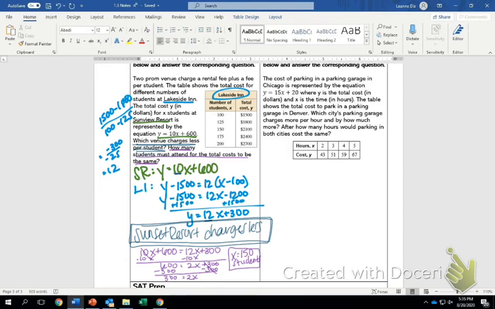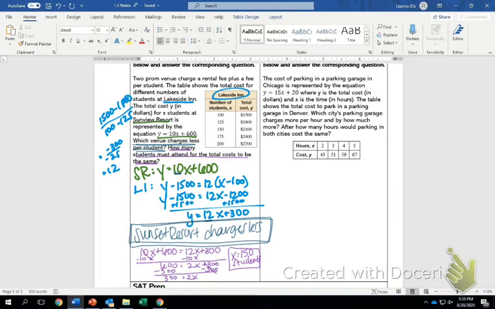All right, same idea for 3.2. The question says the cost of parking in a parking garage in Chicago is represented by the equation y equals 15x plus 20, where y is the total cost in dollars and x is the time in hours. The table shows the total cost to park in a parking lot in Denver, Colorado. Which city's parking garage charges more per hour and by how much?